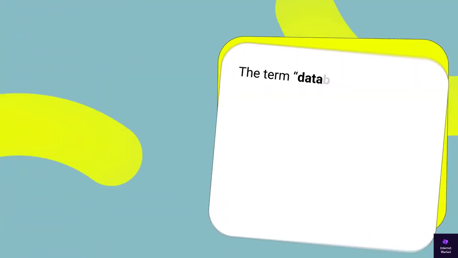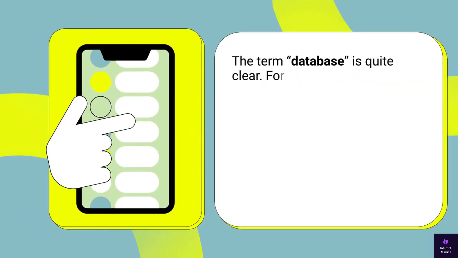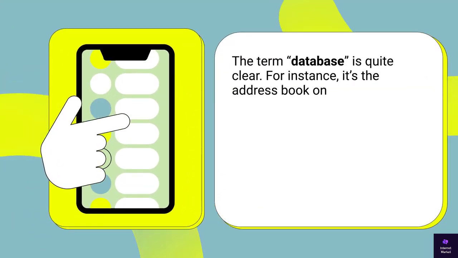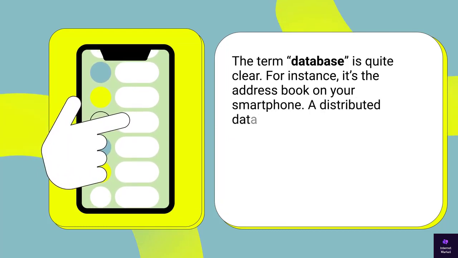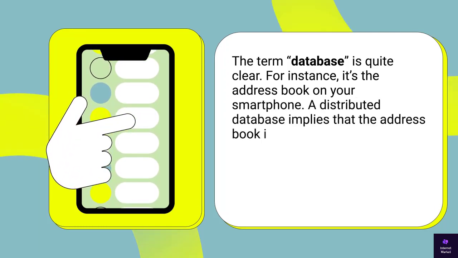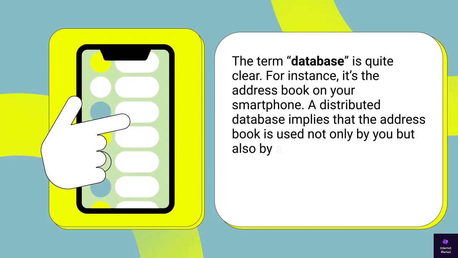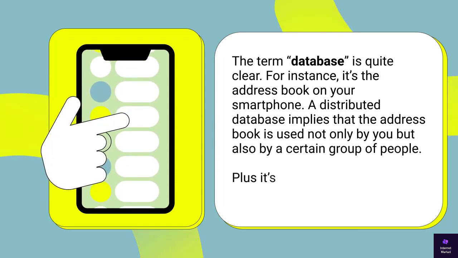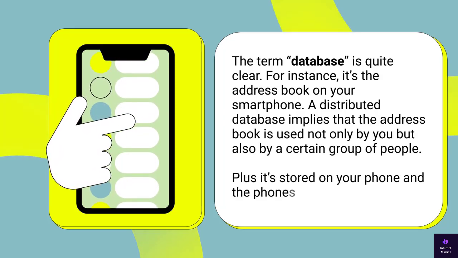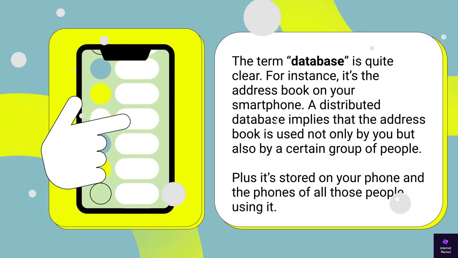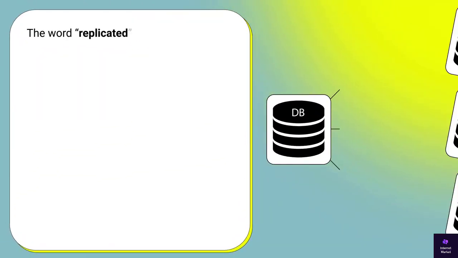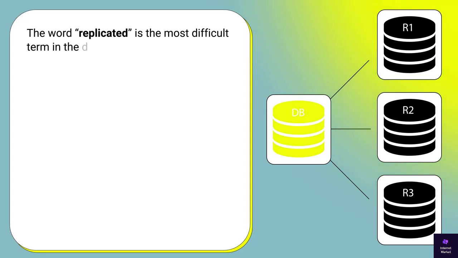The term database is quite clear. For instance, it's the address book on your smartphone. A distributed database implies that the address book is used not only by you, but also by a certain group of people. Plus, it's stored on your phone and the phones of all those people using it. The word replicated is the most difficult term in the definition.